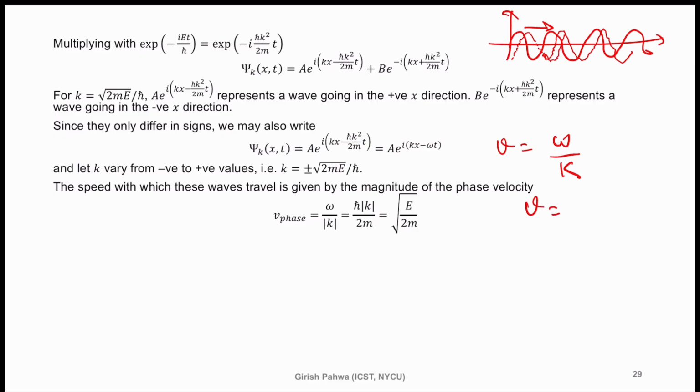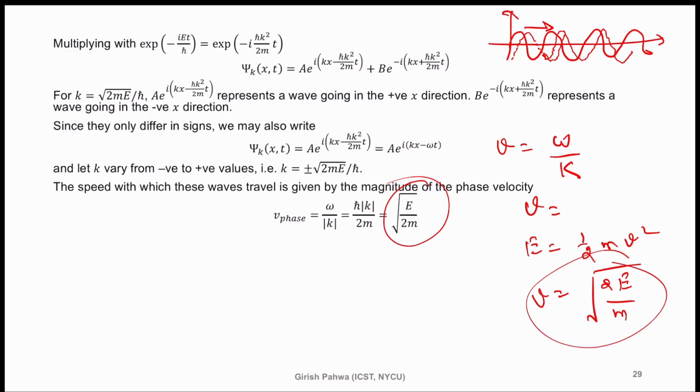V of the classical particle. How do I calculate it? So I know that E is equal to half mv square. It's just the kinetic energy. So what do you get? V is equal to under root 2E by m. Whoops, these two don't match. What's the relationship between this phase velocity and the classical particle velocity?